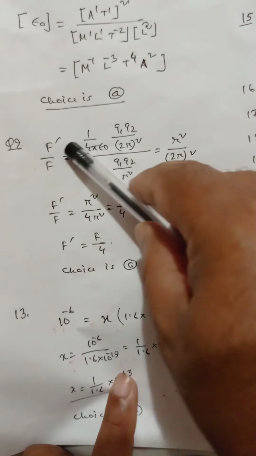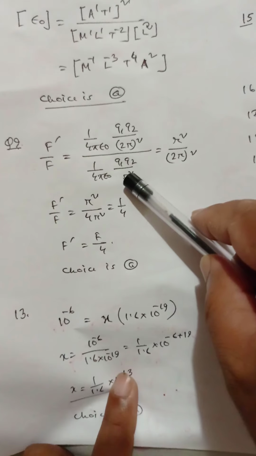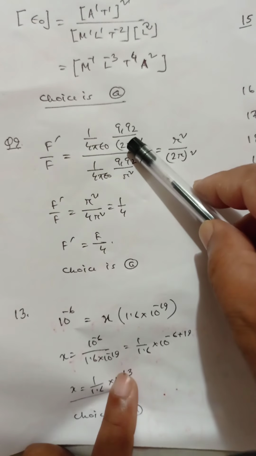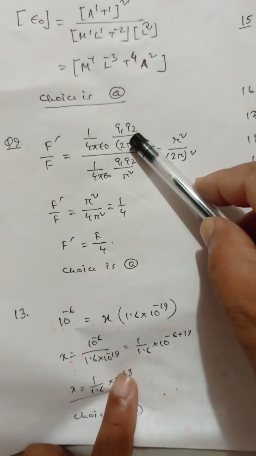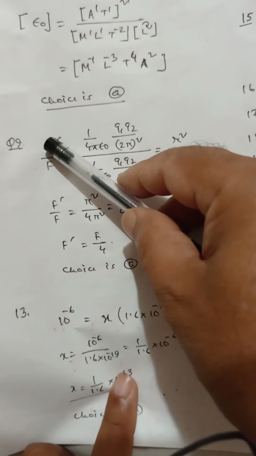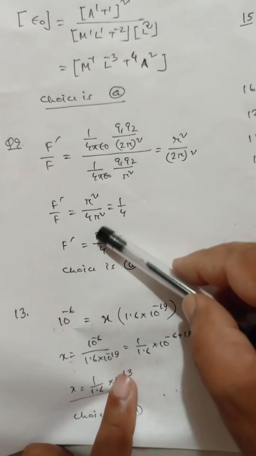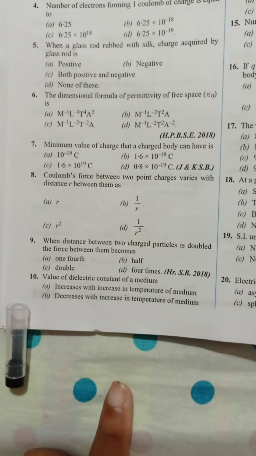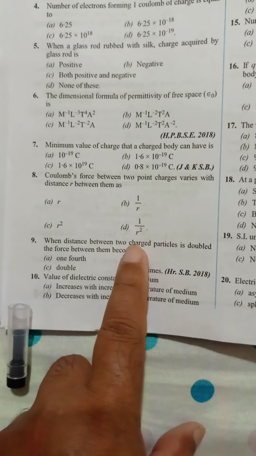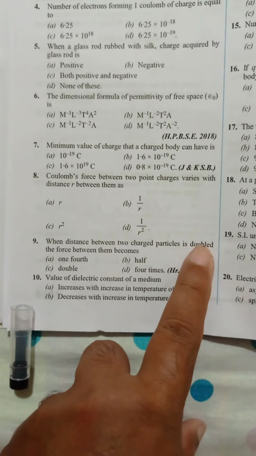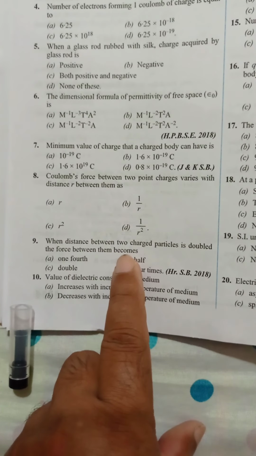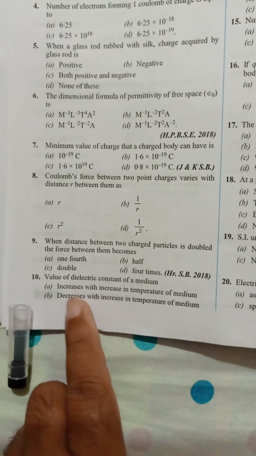So this is the final force and this is the initial force. Initially distance is R. Finally distance is twice R. So therefore final force by initial force, F dash is F by 4. So the correct choice is A. That means when the distance between two charges is doubled, the force between them becomes 1/4.